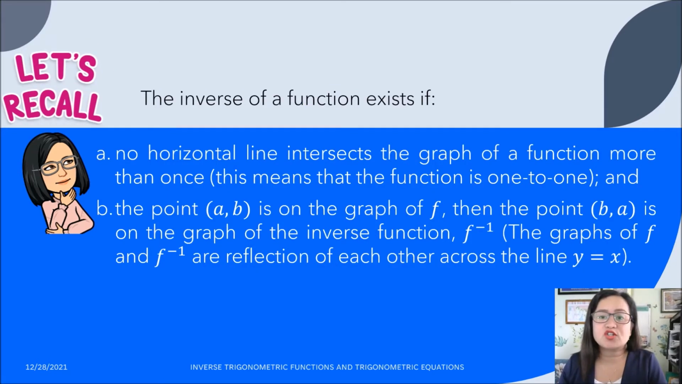The inverse of a function exists if no horizontal line intersects the graph of a function more than once. This means that a function is a one-to-one correspondence. And if the point (a, b) is on the graph of f, then the point (b, a) is on the graph of the inverse function, denoted by f raised to negative 1. The graphs of the function and its inverse are a reflection of each other across the line y equals x.